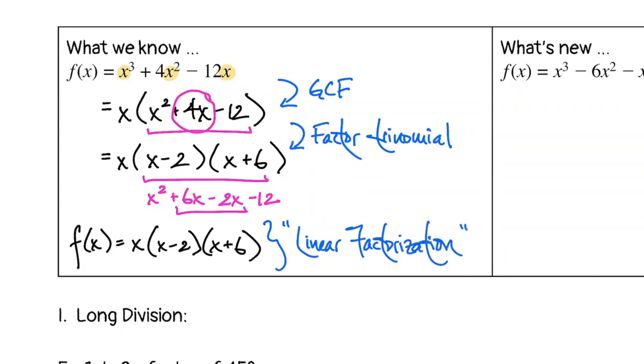Okay. Now, why is this important? This is important because let's say someone walks up to you on the street and asks, is this a linear factorization or not? They tell you, f of x equals x times x minus 2 times x plus 6. Is this a linear factorization? You would say yes, because this x is to the first power, this x is to the first power, this x is to the first power.